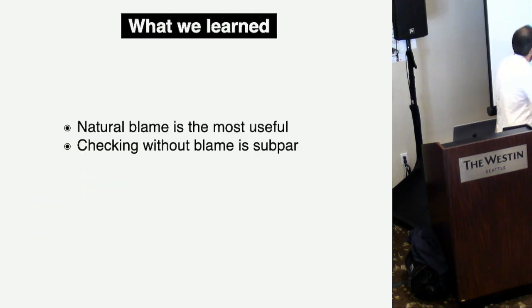Okay? So, what we learned? Two things. Natural blame is the most useful in terms of debugging. Checking without blame is subpar. I want to say that this second point is also interesting for another reason. If you open any theoretical paper about gradual typing, most of the time blame is excluded.